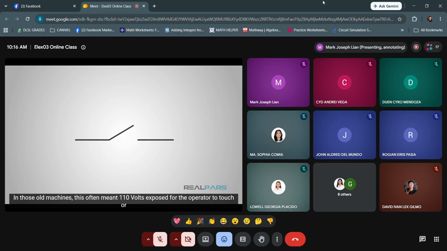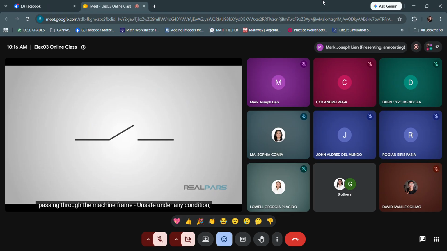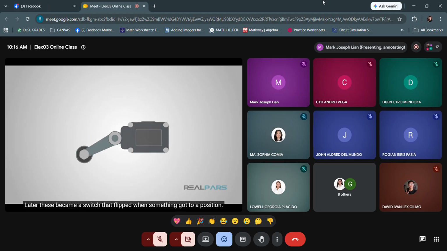In those old machines, this often meant 110 volts exposed for the operator to touch, or passing through the machine frame. Unsafe under any condition, and probably illegal in today's safety-conscious world. Later, these became a switch that flipped when something got to a position. These are referred to as limit switches, and are still in use.